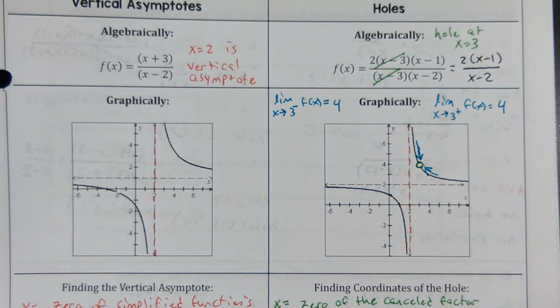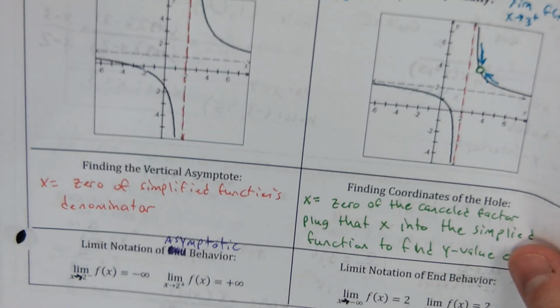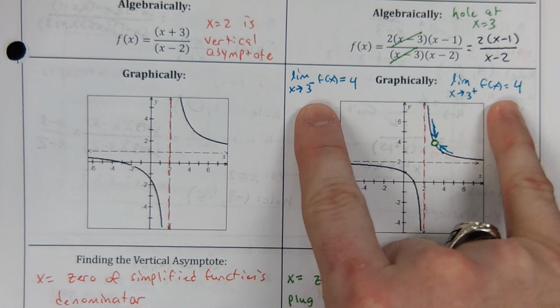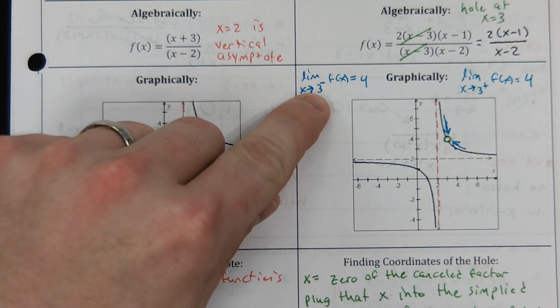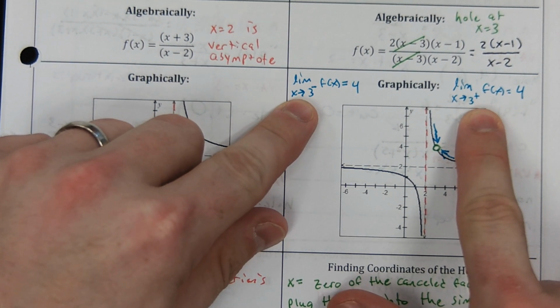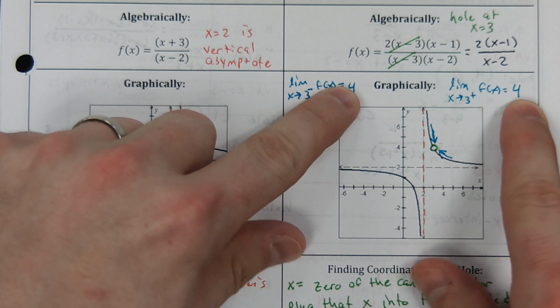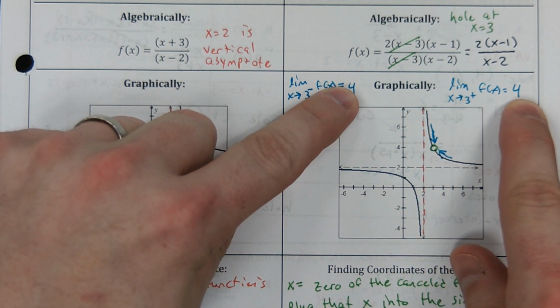That's what that looks like. To the left of x equals 3 and to the right of x equals 3, we're attempting to get to this y value of 4.